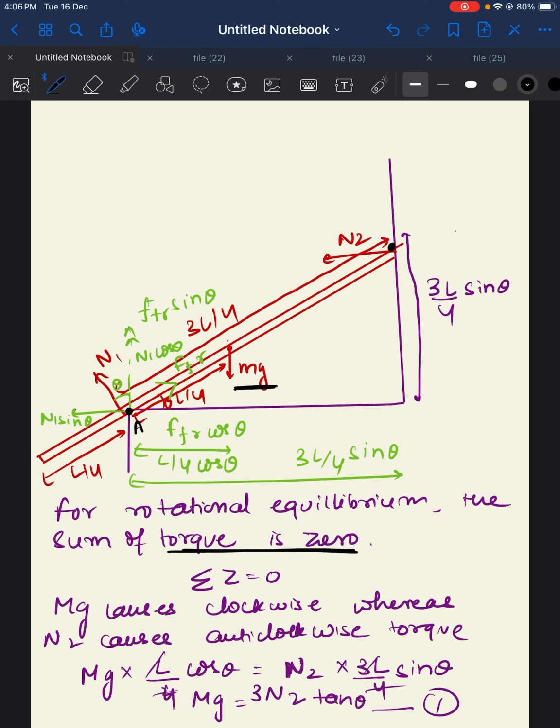So therefore, to have the net torque equal to 0, we can equate mg into its distance. What is the distance from the point of reference? So if this is L by 4, right?